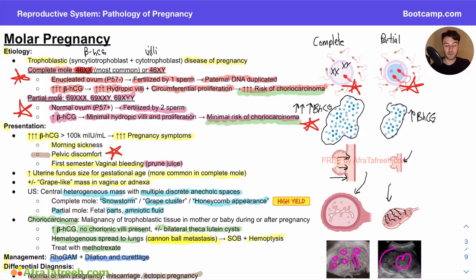And then uber high yield is going to be our ultrasound findings. We talked about things like snowstorm appearance or cluster of grapes, and we saw that down here in our ultrasound. And then the addition of fetal parts, which helps us note a partial mole versus a complete mole. So I would say those are the highest yield details to know about our molar pregnancies. This should set you up to do really well on exam day.